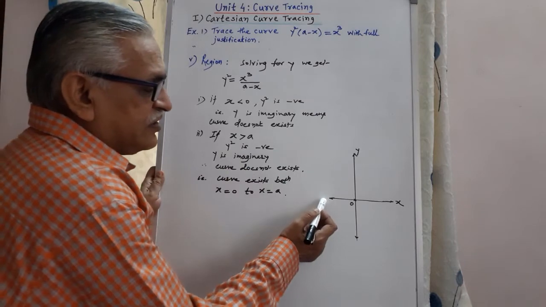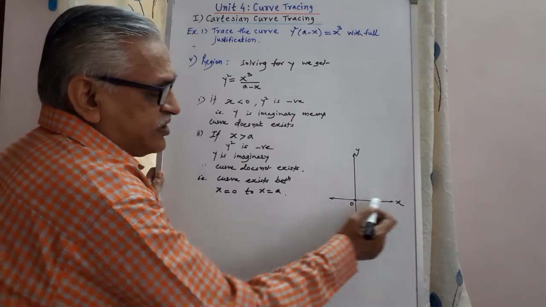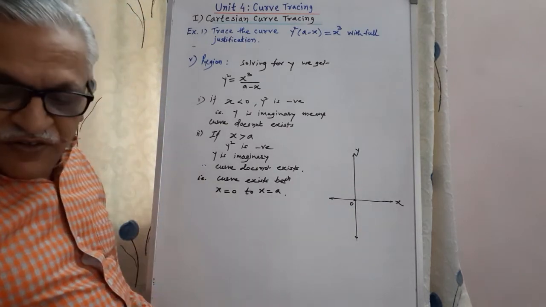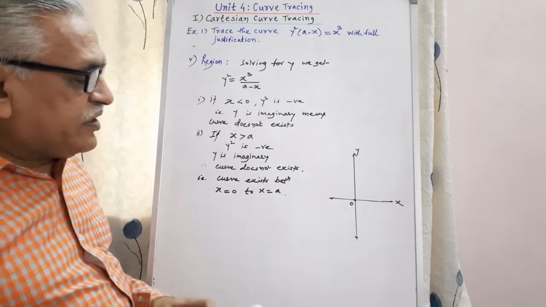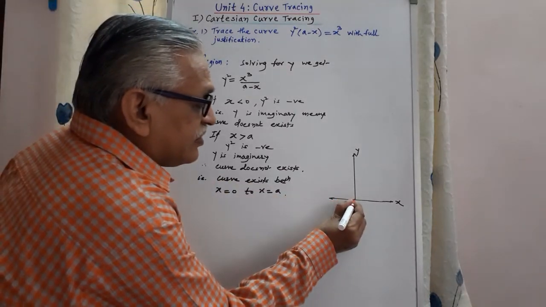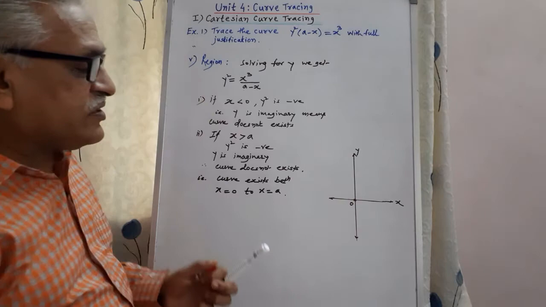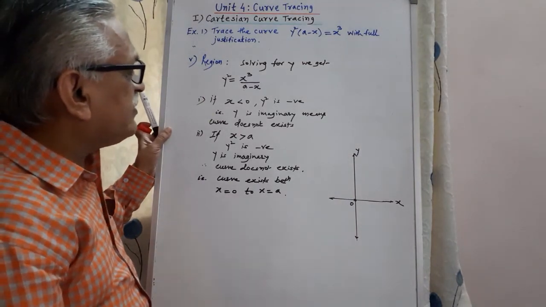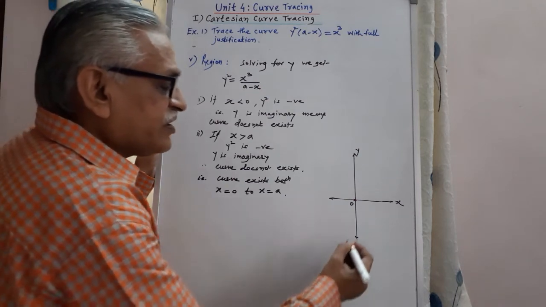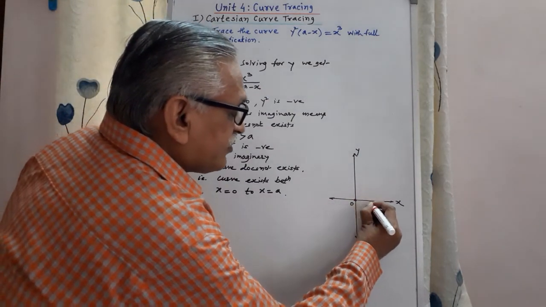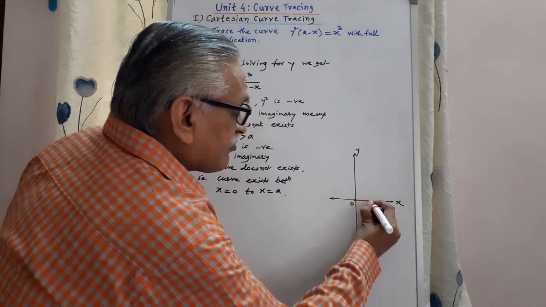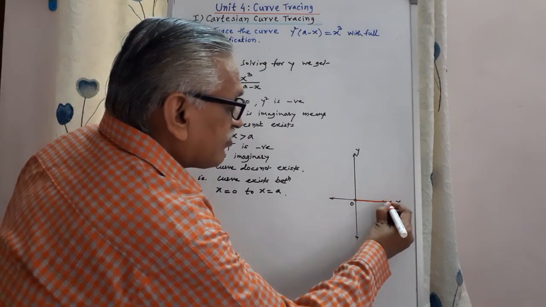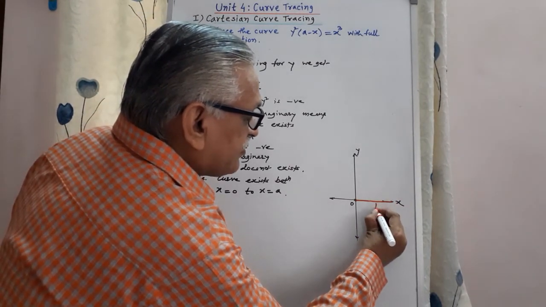First point we have discussed, curve is symmetrical about x-axis. Therefore, whatever the curve we have to draw, it must be symmetrical to this x-axis. Second point we have discussed, curve is passing through origin. Therefore, origin is the point through which curve passes. Then we have obtained the tangent at the origin. The tangent at the origin is x-axis. Therefore, this x-axis is the common tangent.